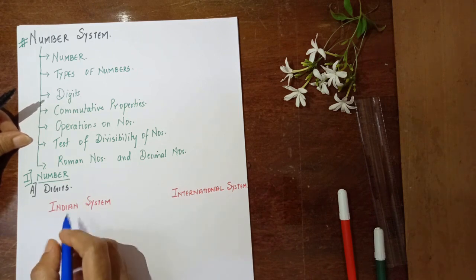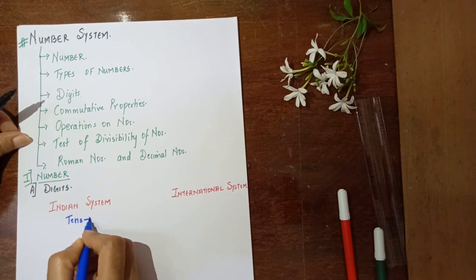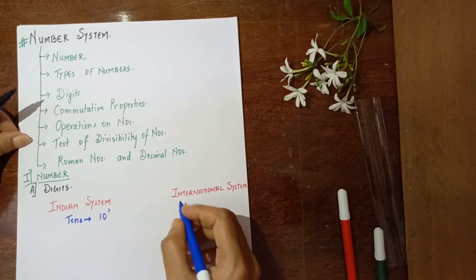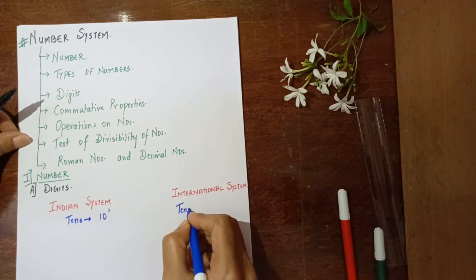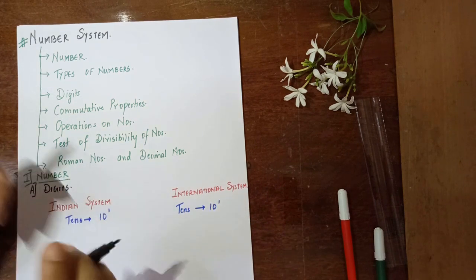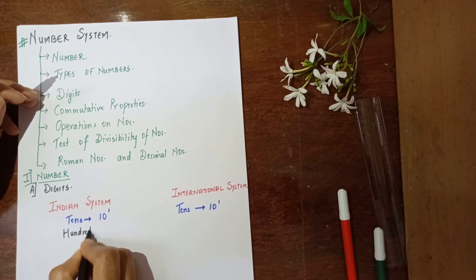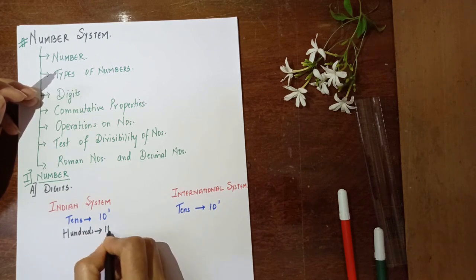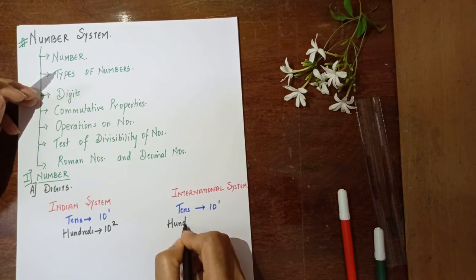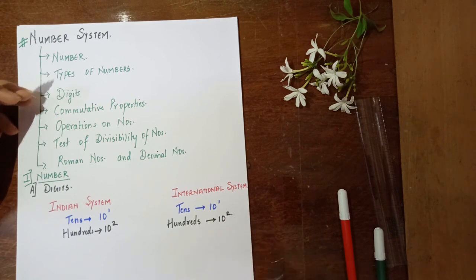So when I start with the Indian system, say suppose I have to write 10. Okay, I have to denote the place tens. So it is always 10 raised to the power 1. If in an international system, then also it is same. Tens is written as 10 raised to the power 1. Now for hundreds, it will be written as 10 raised to the power 2. Whereas in international system, again, hundreds is written as 10 raised to the power 2.